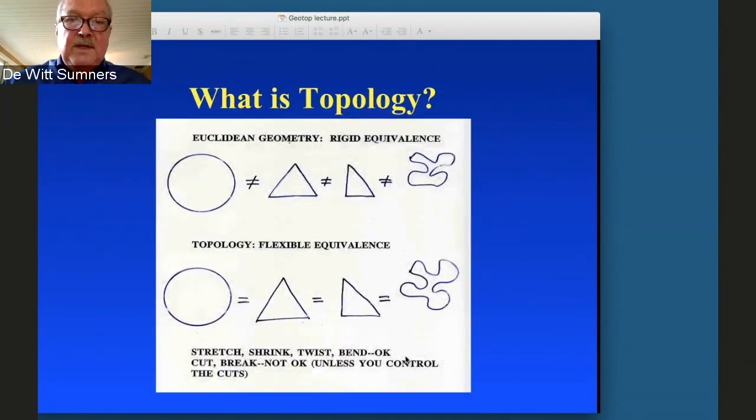Topology, what's that? Well, it's rubber sheet geometry. In Euclidean geometry, you have rigid equivalents of things. You have to take one and translate it to another. So here I've got a circle and two different triangles and a blob. To a topologist, these are all the same things in the plane because you can deform any one of these to any one of the others. The length is not important for topologists. You can stretch, shrink, twist, and bend, but you can't cut and break it unless you are very careful about how you control the cuts. So we'll be talking about site-specific recombination today, which does cutting and breaking of DNA.